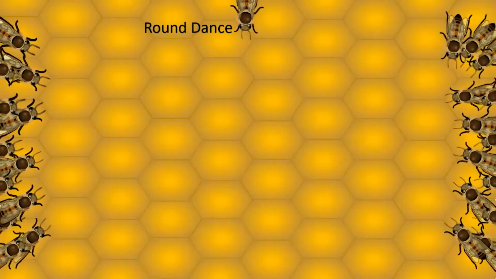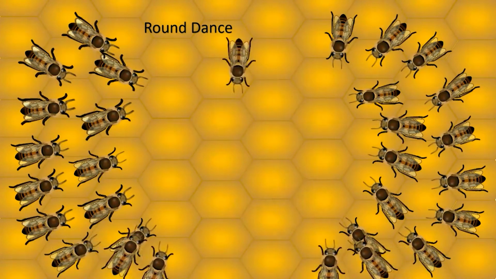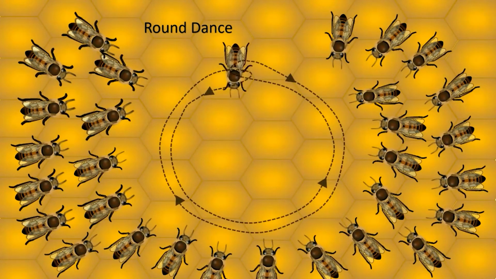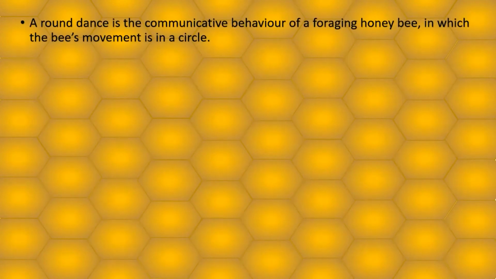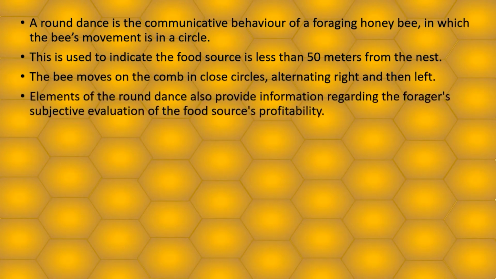Round dance. A round dance is the communicative behavior of a foraging honeybee in which the bee's movement is in a circle. This is used to indicate the food source is less than 50 meters from the nest. The bee moves on the comb in a closed circle, alternating right and then left. Elements of the round dance also provide information regarding the forager's subjective assessment of the food source's profitability.